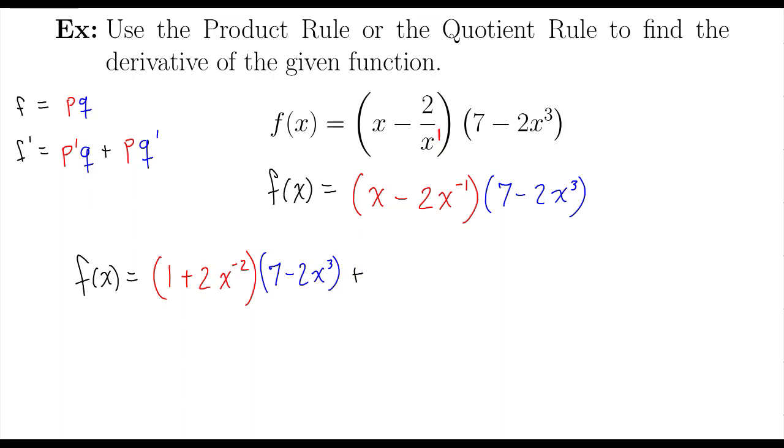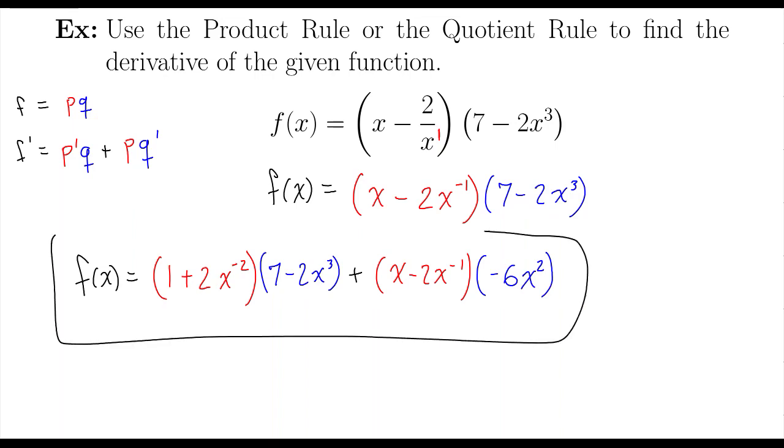Plus the first one left alone times the derivative of the second one. So derivative of 7 is 0. Derivative of a constant is 0. Derivative of negative 2x to the third power. Well, negative 2 times 3 is negative 6. X to the, subtracting 1 from that exponent, 3 minus 1 is 2. So negative 6x squared.